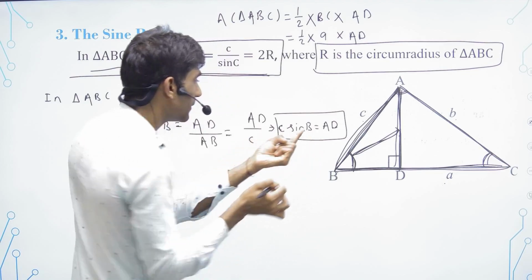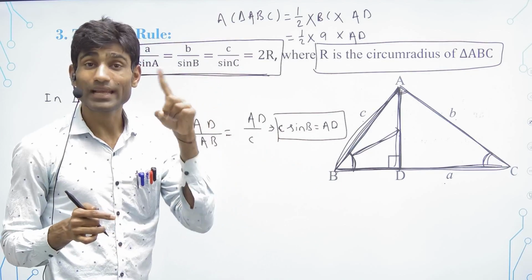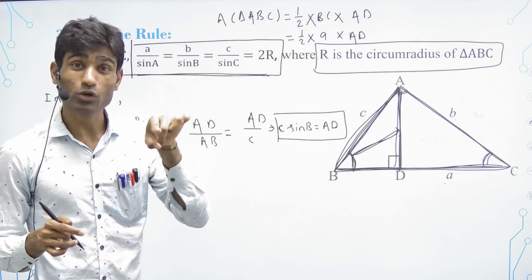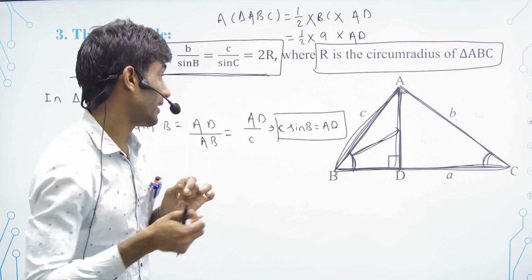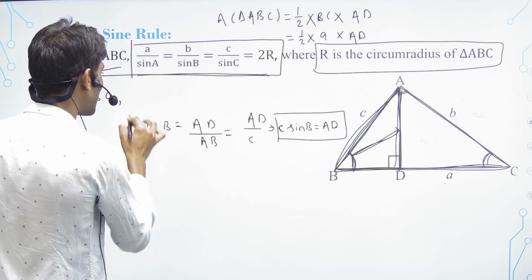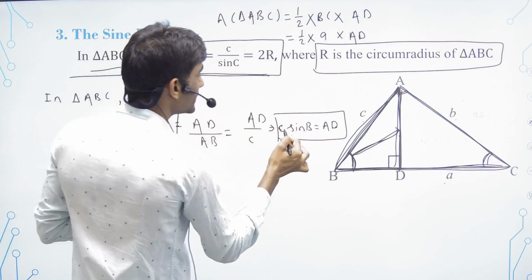Okay, that B is capital. Capital A, capital B, capital C are the angles of a triangle, and small a, small b, small c are the sides of a triangle. So using sine B, I found AD, which is equal to C sine B.